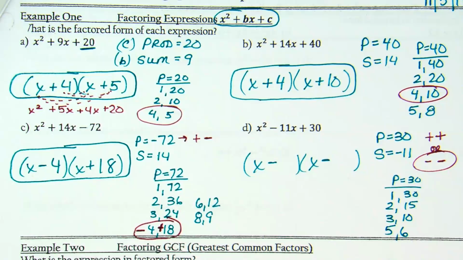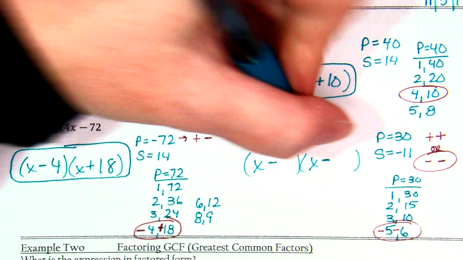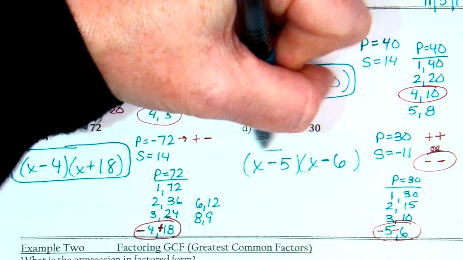Which pair works? Wait, let me think. 5 and 6. And what were my signs? Negative 5, negative 6. Minus, minus. So the combo is x minus 5 and x minus 6.